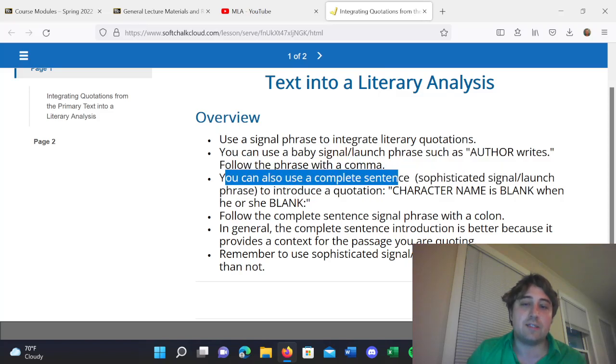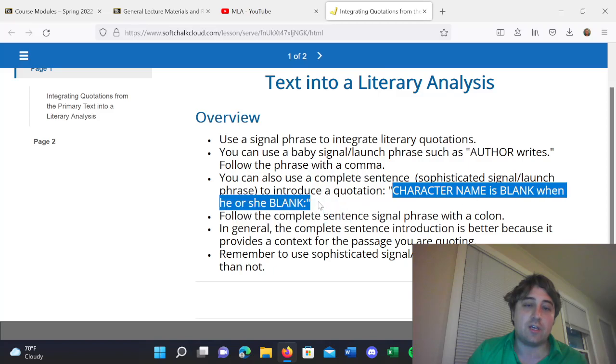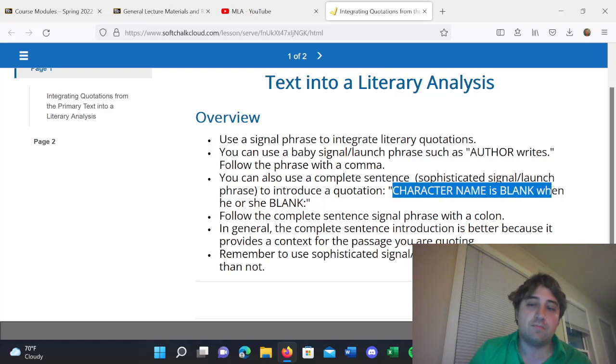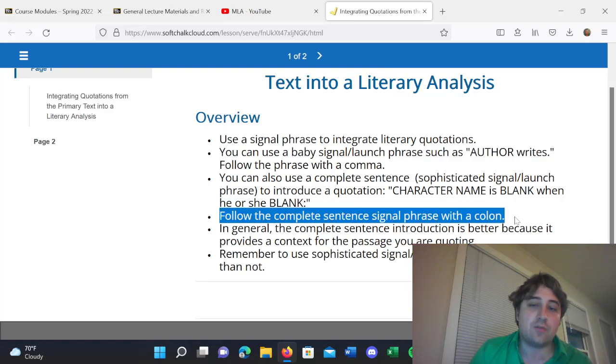You can also use a complete sentence. So here's a complete sentence signal: Character name is blank when he or she blank. Notice that at the end there is a colon. So John says something, and then you have the colon, and that introduces the quotation. You're going to quote right after the colon. Follow the complete sentence signal phrase with a colon.